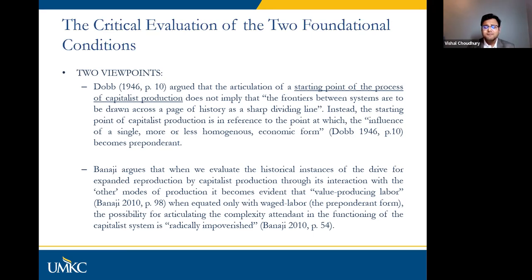Now, the main critique that Banaji has against Daub's evaluation is that when you have one preponderant form in which the distinction between labor power and labor has to be realized, meaning wage labor, then you're effectively assuming a virtual identity between the forms of exploitation and the relations of production. The forms of exploitation and the relations of production. That is what he's getting at.